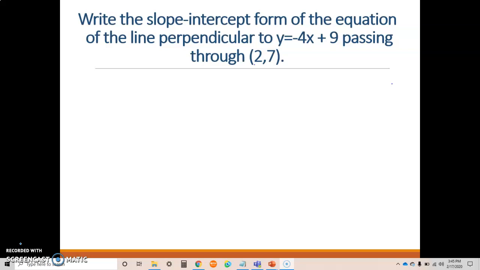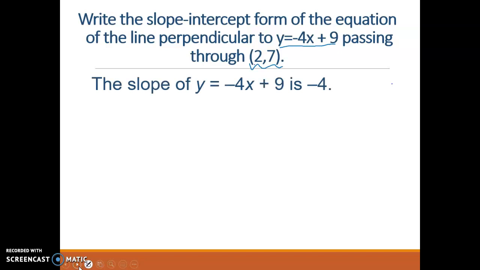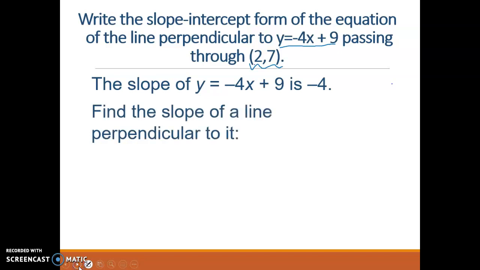Now let's take that knowledge and apply it to linear equations. We want to write the slope-intercept form of the equation of the line perpendicular to this line, y equals negative 4x plus 9, and passing through this point. So the first thing we need to do is find the slope of our new line. We know that it's perpendicular to y equals negative 4x plus 9. So if the slope of that line is negative 4, then the line that we're trying to write must have a negative reciprocal of that.